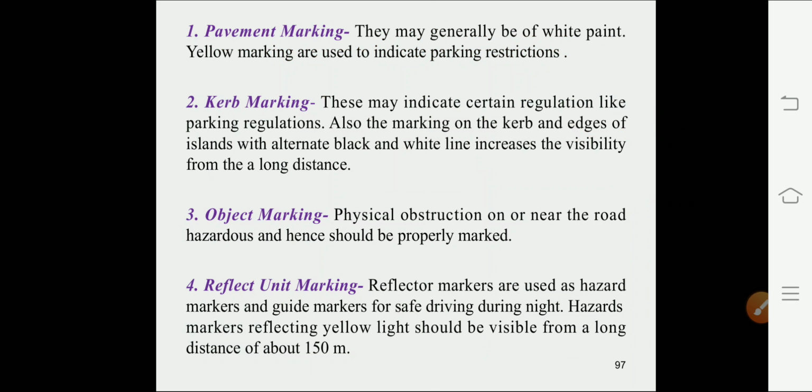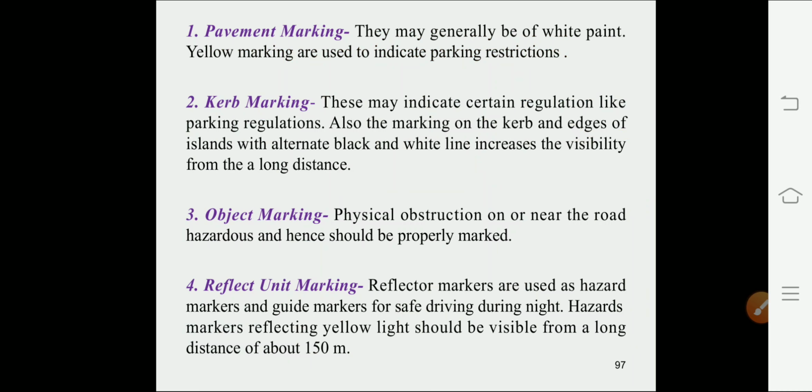And reflector unit marking, markers are used as hazard markers and guide markers for safe driving during night. Many times if you move along the expressways, you see the blinking of radium, right? It is nothing but the reflection of light. Once the light falls on it, it blinks or it reflects the light. It helps to properly guide the driver about the turning.